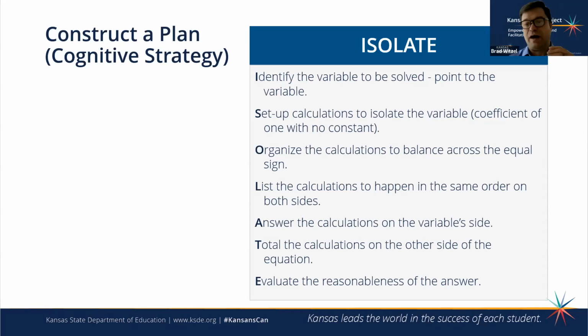Set up the calculations to isolate that variable. You can probably think here, I could use the graphic organizer for that. You got it. Organize the calculations to balance across the equal sign. List those calculations to happen in the same order on both sides. Answer calculations on the variable side, answer or total calculations on the other side, then evaluate the reasonableness of the answer. Isolate is just a task analysis we've all taken when we approach solving equations. It's just putting a name to it, using verbs to push the student actions.